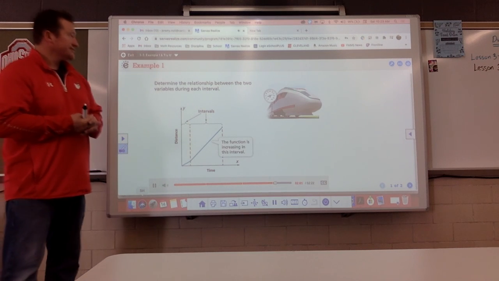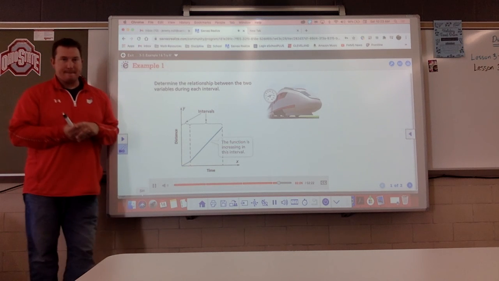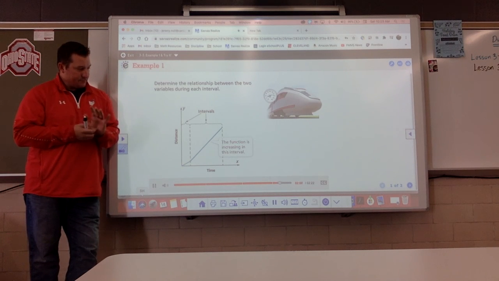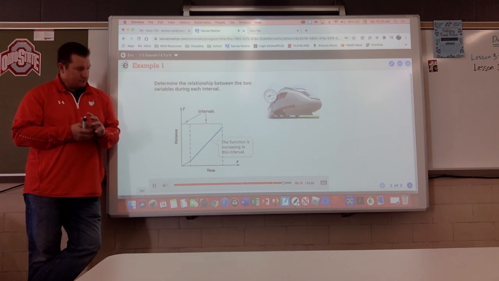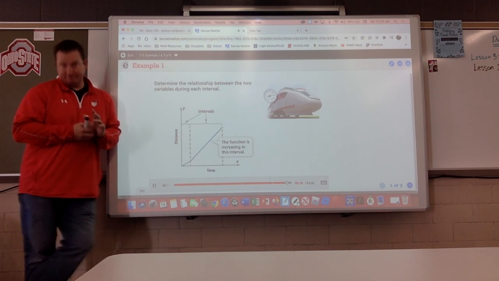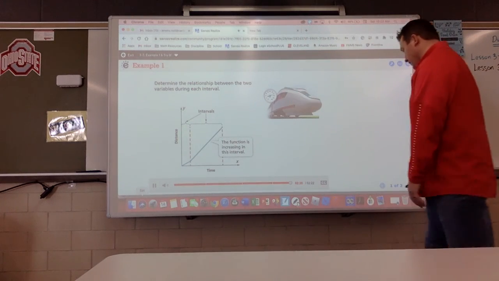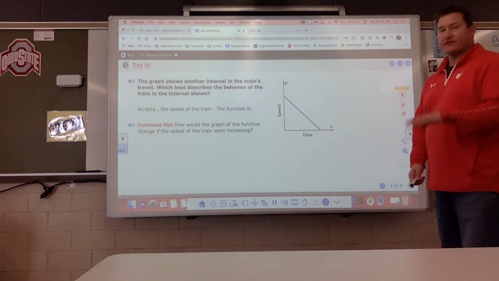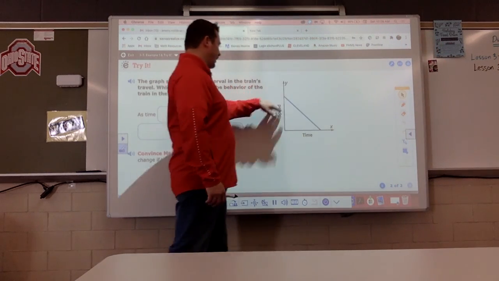As time increases, the distance the train has traveled increases. The function is increasing in this interval. Once the express train reaches its travel speed, a qualitative graph of the distance the train travels over time is a straight line. Now you know how a qualitative graph can describe the relationship between quantities. So guys, qualitative graphs are just graphs without numbers. We kind of have to interpret what's going on here.